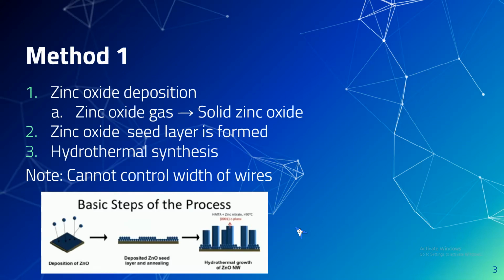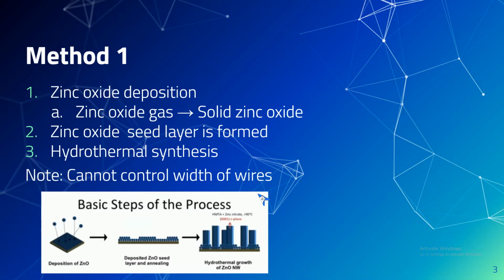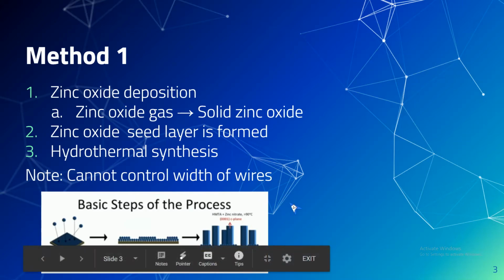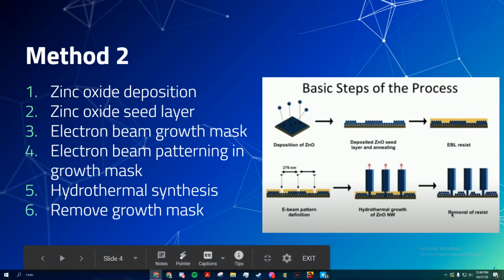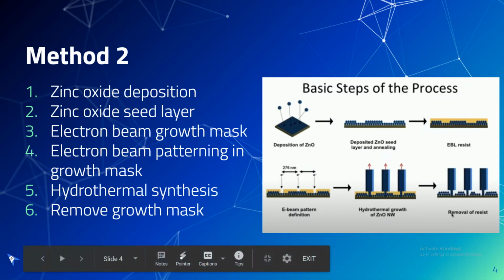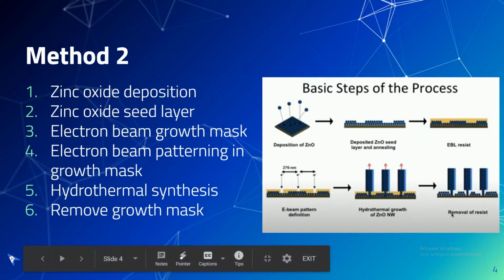And so unfortunately, one downside to this type of hydrothermal synthesis is that you cannot control the width of the wires. And so some of these nanowires can get too thick or too thin, and it's very difficult to regulate. And so that brings us to method 2. And method 2 is pretty similar to method 1, except in method 2, we use electron beam lithography to help us regulate the thickness of the nanowires.